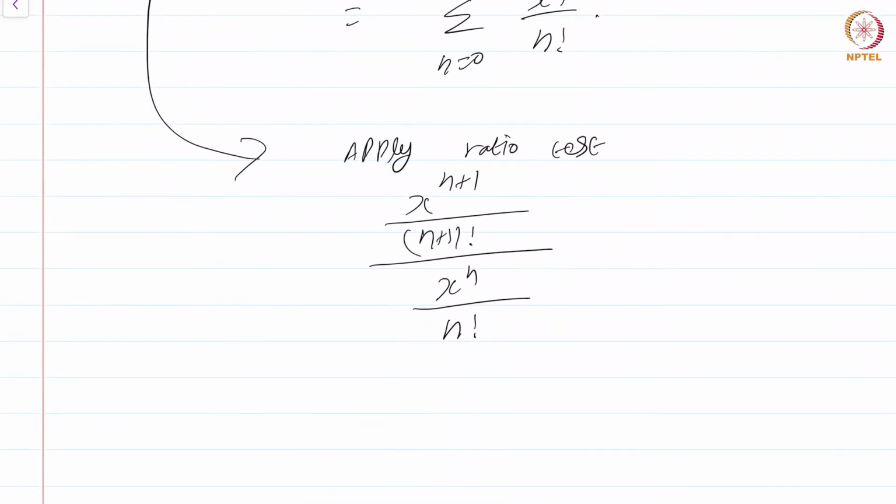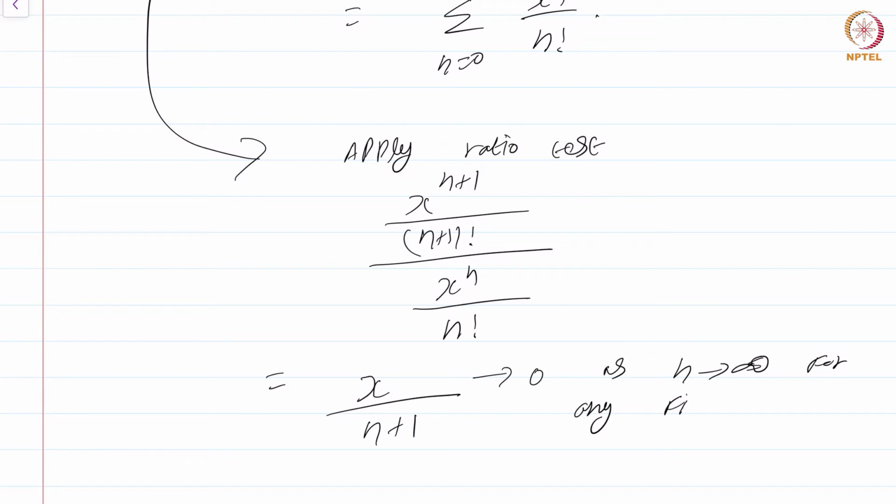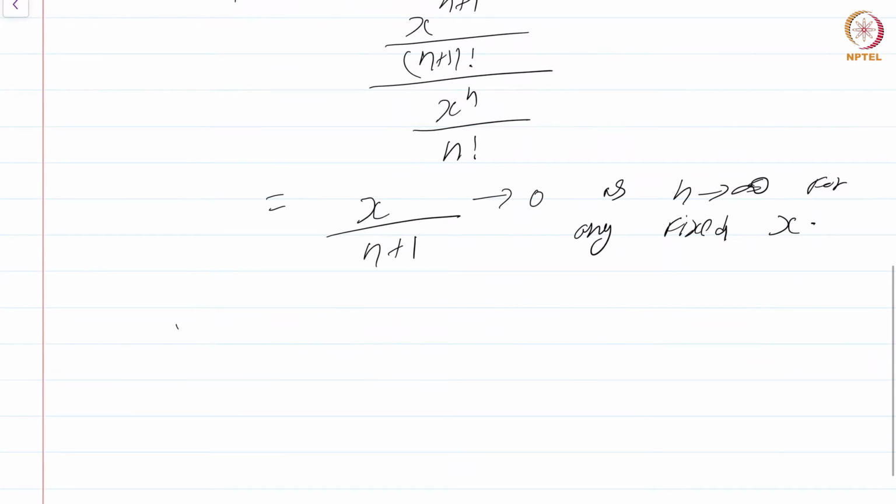Okay, well, what happens to this? You just get n factorial and n plus 1 factorial. The n factorial part will get cancelled. You will get x divided by n plus 1. Okay, which of course converges to 0 as n approaches infinity for any fixed x. Therefore, for each x, the ratio test tells you that it is convergent. Therefore, the power series converges at every point of the real numbers. In other words, the radius of convergence of the power series is infinity. Okay, so we have shown existence.